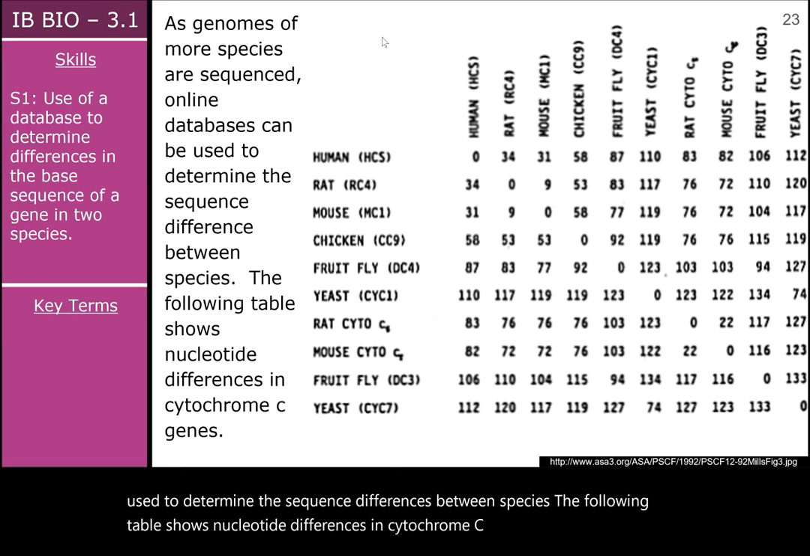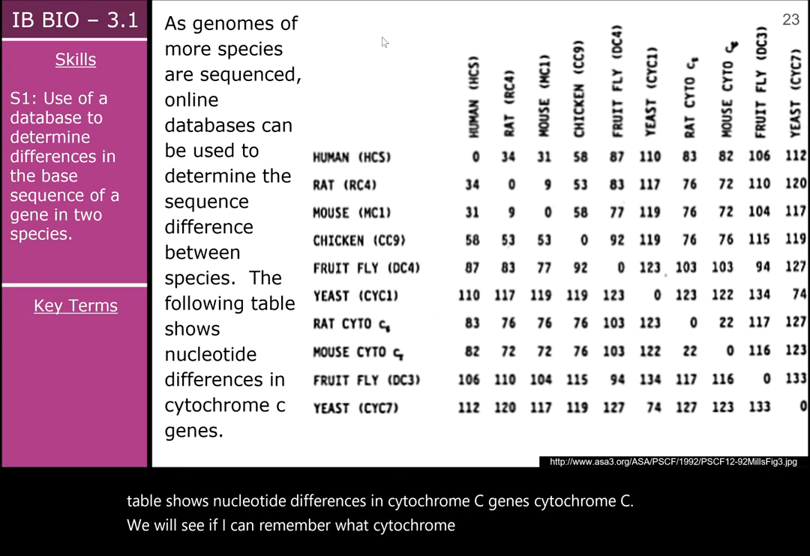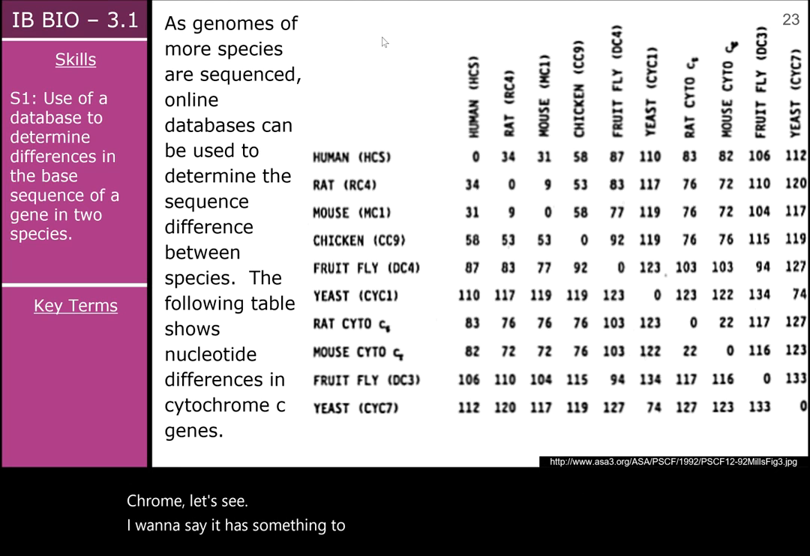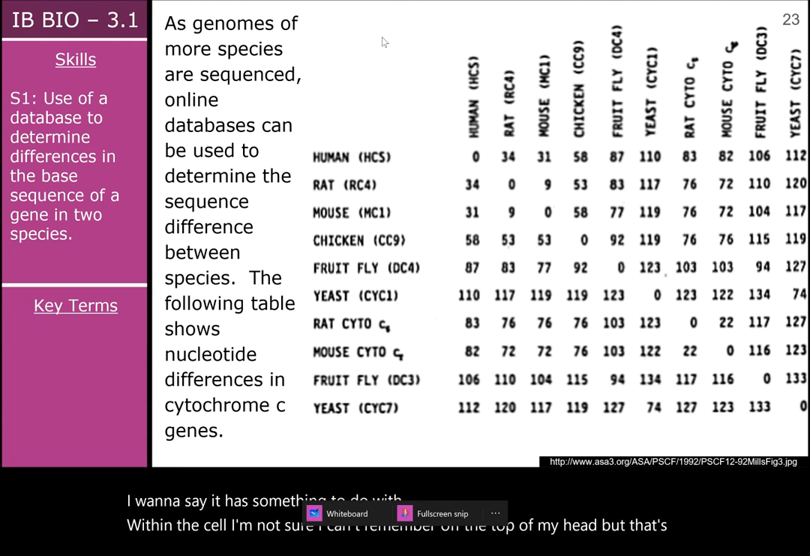So cytochrome C, let's see if I can remember what cytochrome C does. Cytochrome, so cell, chrome, let's see. I want to say it has something to do with oxygenation within the cell. I'm not sure. I can't remember off the top of my head, but that's okay. So let's just take a look.